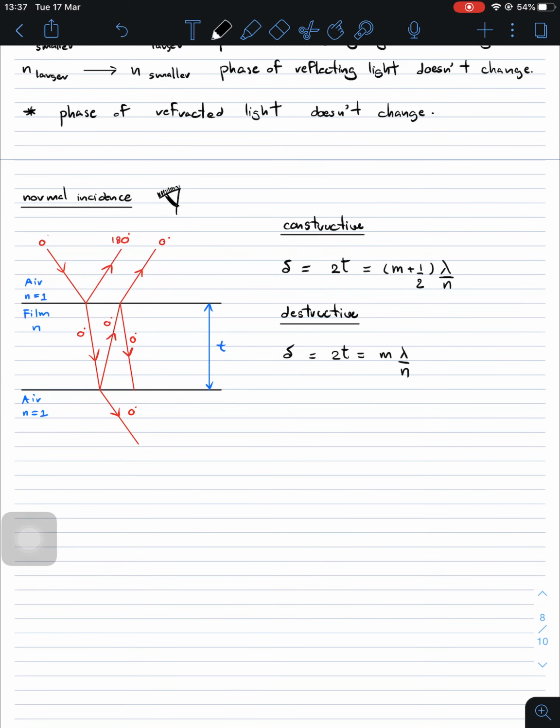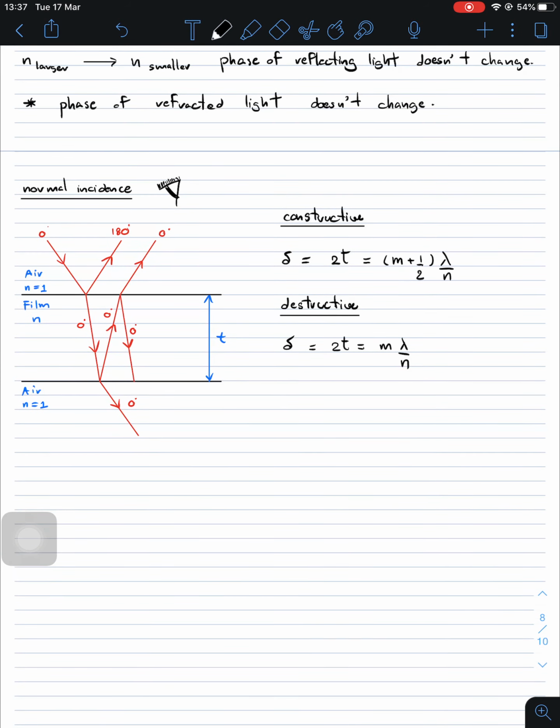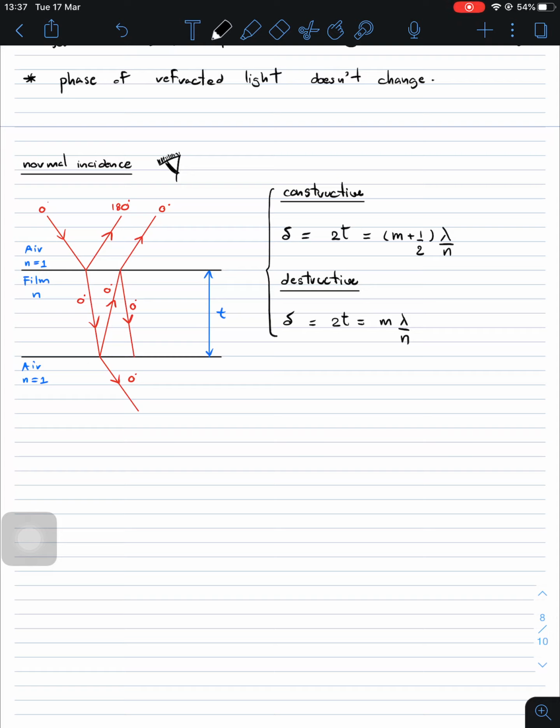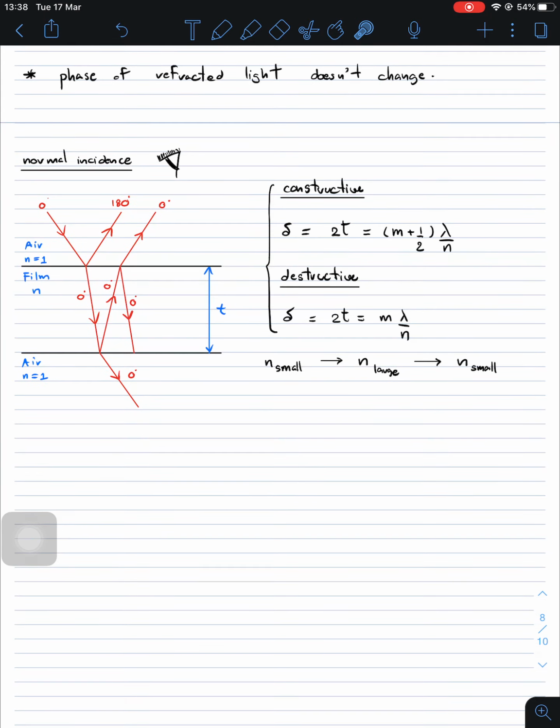Okay, but don't forget that if you just want to use these two equations, it applies when the light goes from n small to n large and then again to n small. You see, from n small to n large and then to n small. That's why you can use this equation.